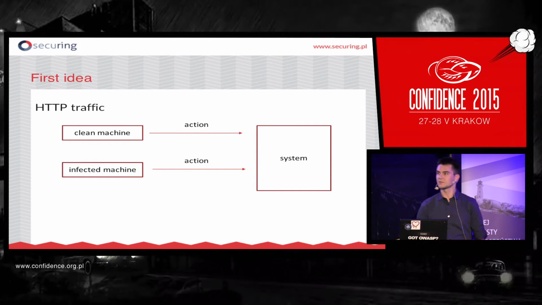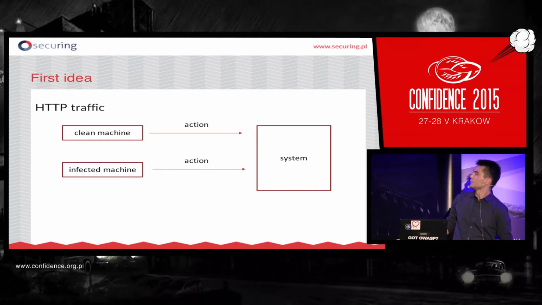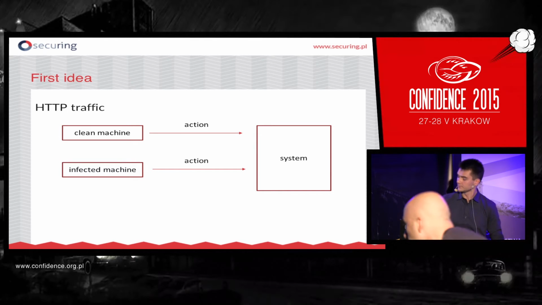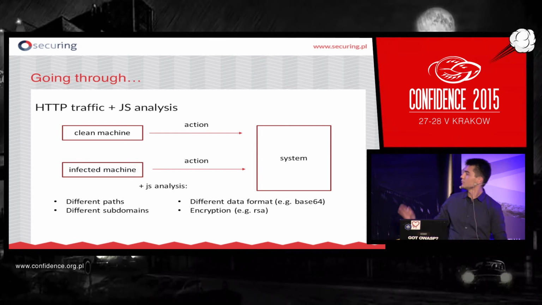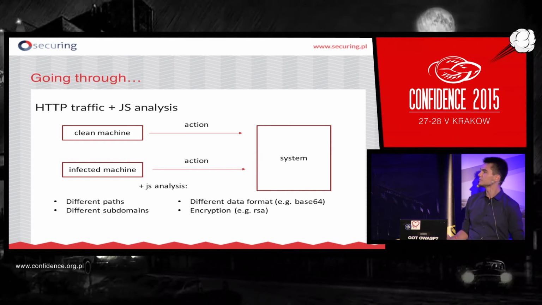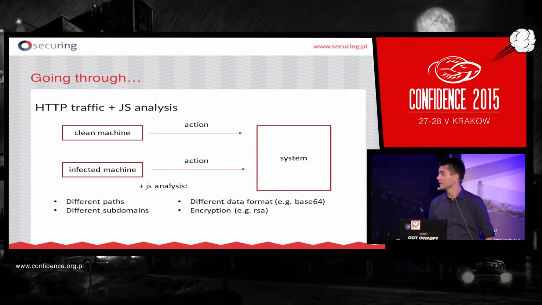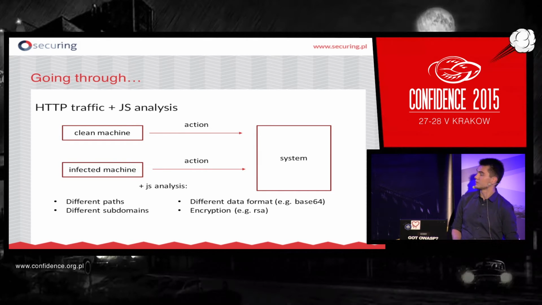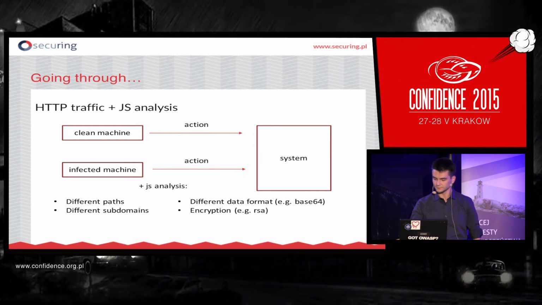So our first idea was really, really simple. It's not magic, really. We were intercepting HTTP traffic on a clean machine and on an infected machine. We did some action. Let's say the action was to log into the bank. We did some JS analysis, and we saw that on the infected machine, there are some different paths, different subdomains. There were a lot of base64 strings, which didn't appear in the clean machine traffic. And we've seen some encryption, RSA, asymmetric keys, and so on.